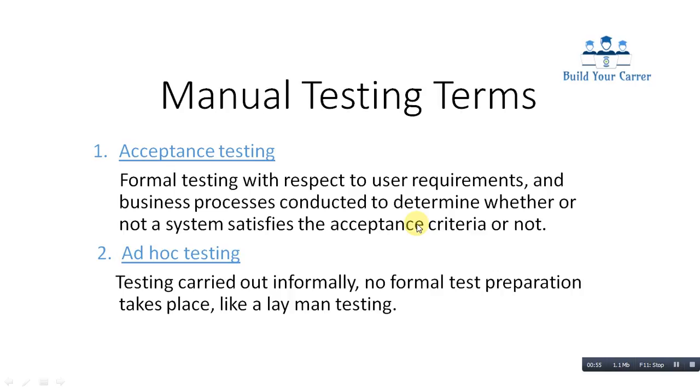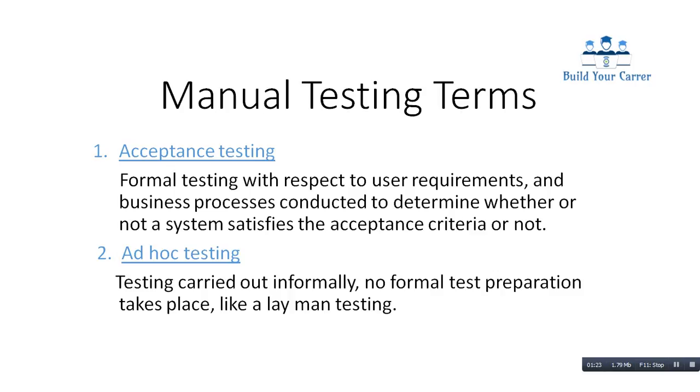So our first vocab is acceptance testing. It's a formal testing with respect to user requirements and business processes conducted to determine whether or not the system satisfies the acceptance criteria or not. So as soon as we develop any software, we have a requirement document that things should be developed accordingly.